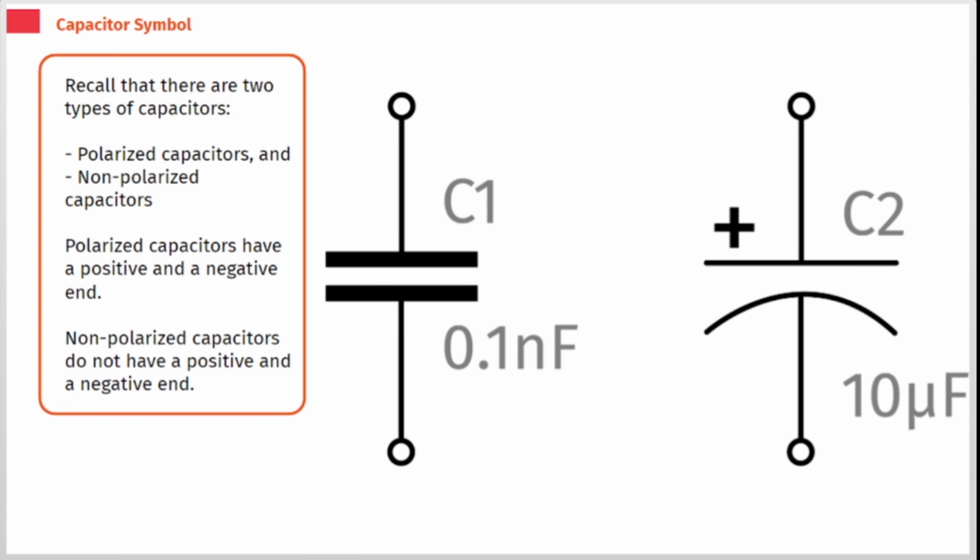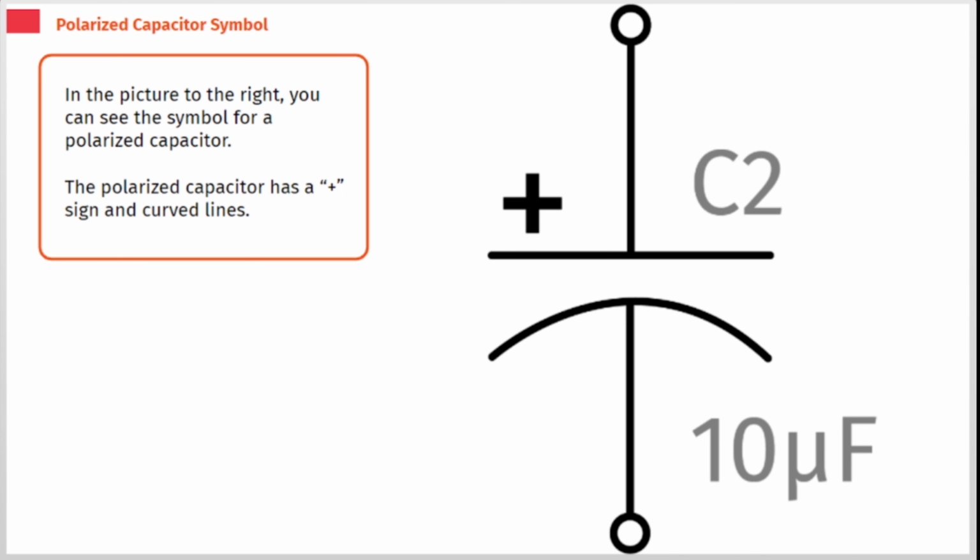Recall that there are two types of capacitors: polarized capacitors and non-polarized capacitors. Polarized capacitors have a positive and a negative end. Non-polarized capacitors do not have a positive and a negative end. In the picture to the right, you can see the symbol for a polarized capacitor. The polarized capacitor has a plus sign and curved lines.